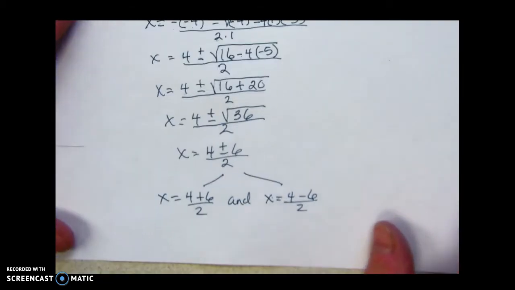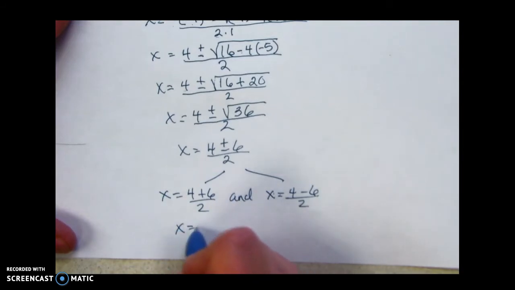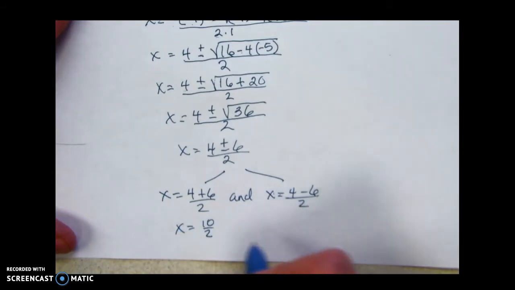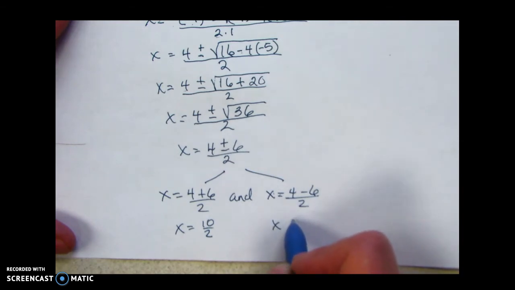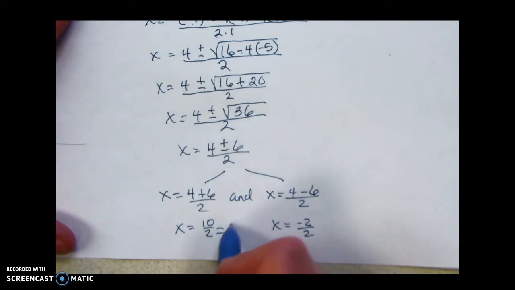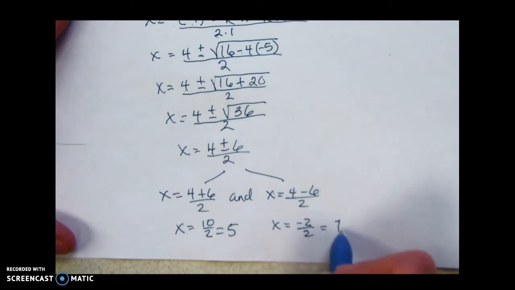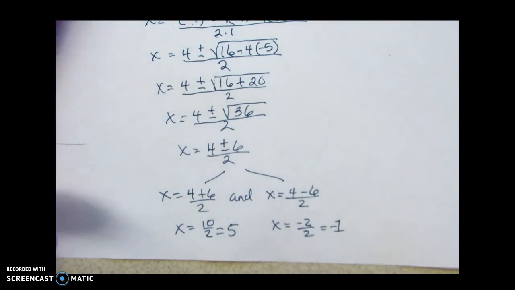What's 4 plus 6? x equals 10 divided by 2, and 4 minus 6, x equals negative 2 divided by 2. That's going to be 5. That's going to be negative 1. Am I done? Yes. That's all. That's it. Okay? So you just work it all the way through.